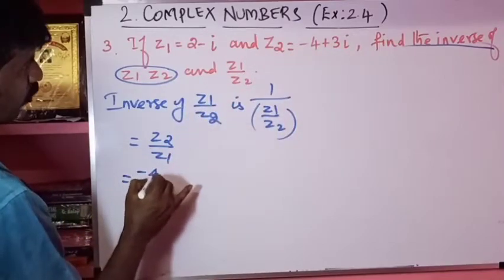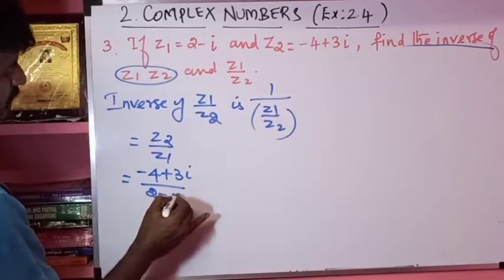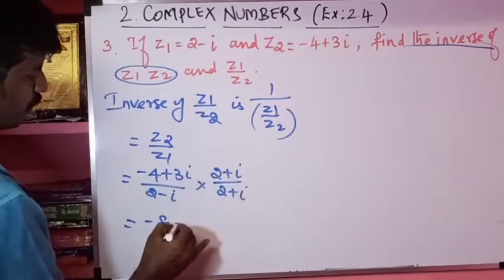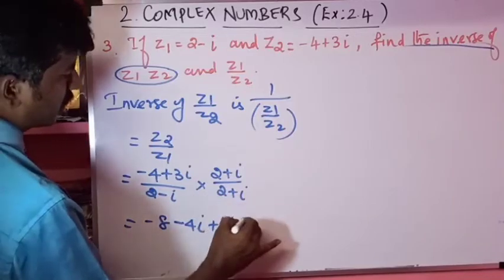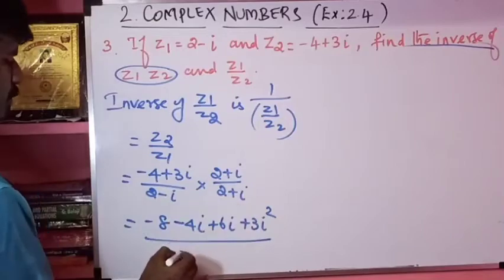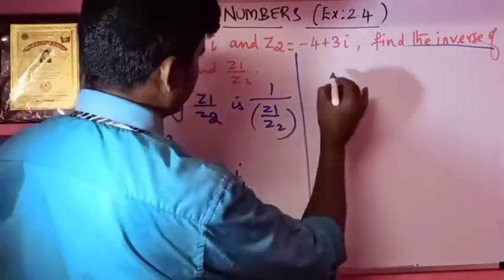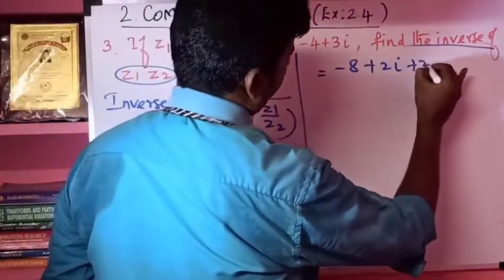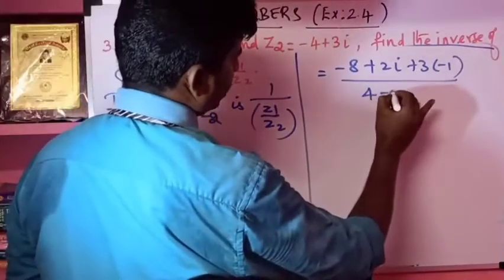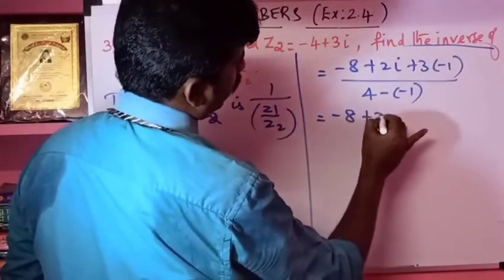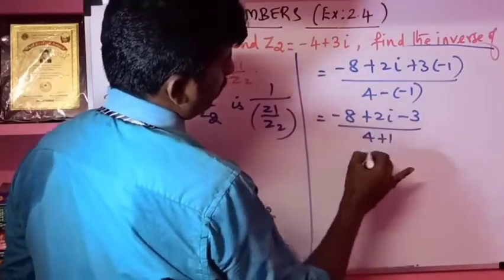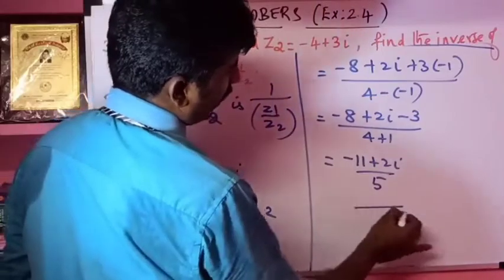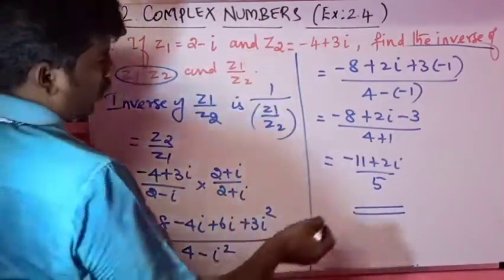Z2 value, minus 4 plus 3i, by Z1 value, 2 minus i, into its conjugate value 2 plus i by 2 plus i. Which is minus 4 into 2, minus 8. This is minus 4i, plus 3 twos are 6i. This is 3i square, divided by a minus b into a plus b, the a square minus b square, right? So which is equal to minus 8 minus 4i plus 6i plus 2i, right? This is plus 3 into i square value, the minus 1, which is 4 minus i square value, minus 1. So minus 8 plus 2i, this is minus 3 by 4 plus 1, right? Which is equal to minus 8 minus 3, minus 11 plus 2i by 5, right? So this is the inverse of this Z1 by Z2 value. So this is the answer.